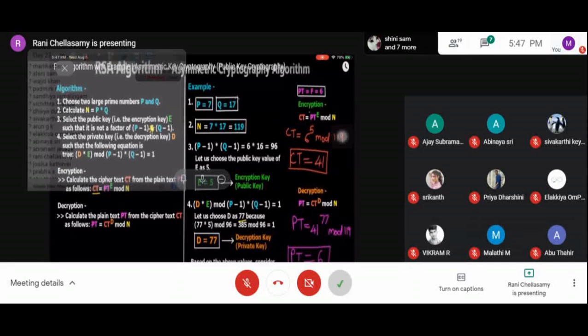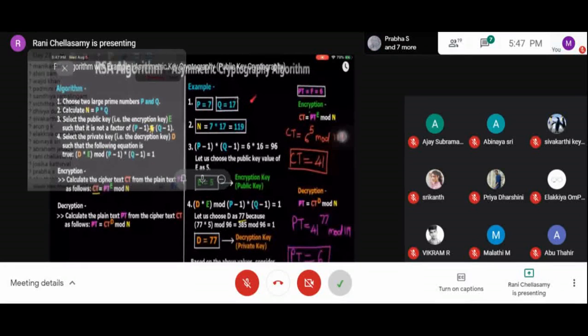Okay. So let's have the algorithm as a whole. Choose the large prime numbers P and Q. That is your first step. Take another example: P can be 7 and Q can be 17. I am repeating with another example.